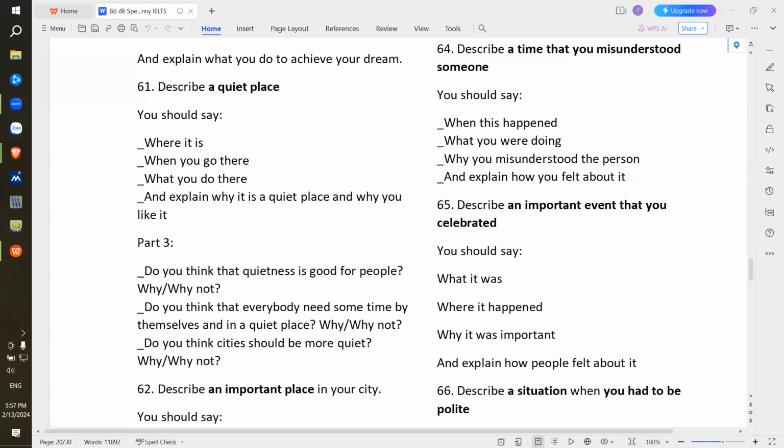I see. Okay, so do you think that everybody needs some time by themselves in a quiet place? Why or why not? I think so. Everybody needs some time by themselves in a quiet place to think about what we did, because sometimes people just do a lot of activity and a lot of action. However, they do not have time to think whether that is correct or incorrect. So after one day or one week, they need more time.